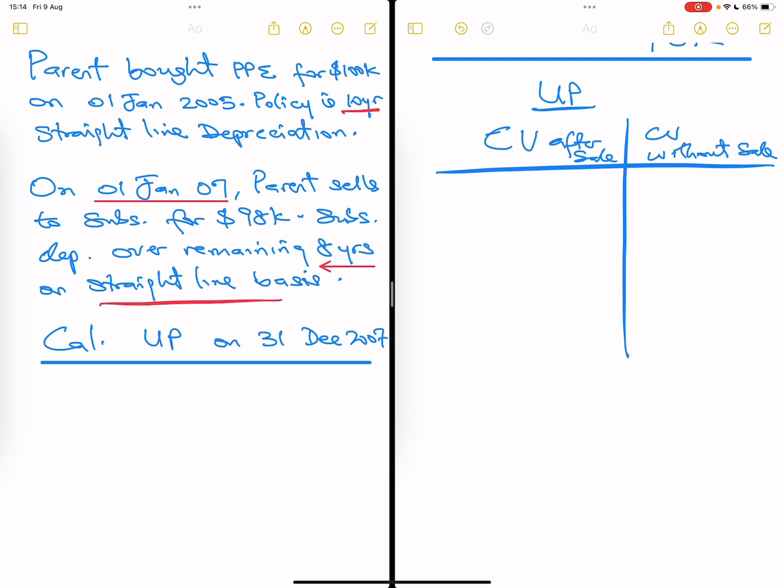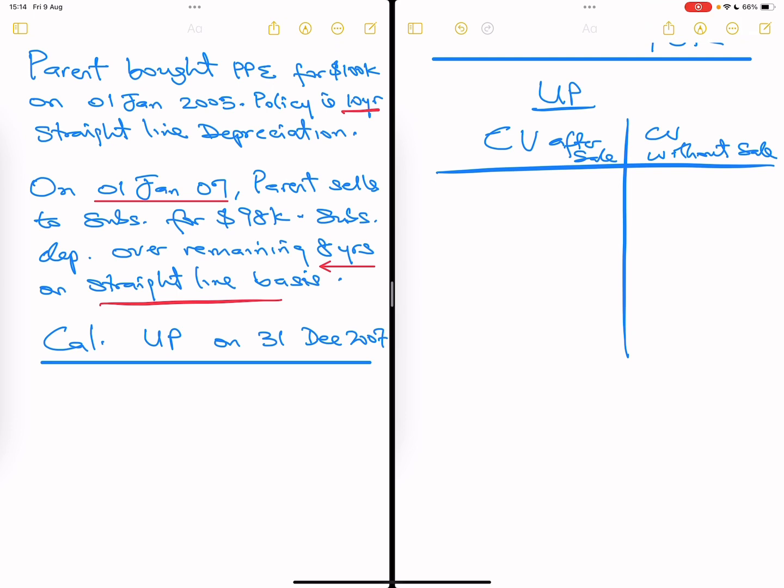But remember, what I ask you to do is to always calculate the current value after the sale at the reporting date and the current value without the sale at that same reporting date. The difference is your unrealized profit. So don't mix it up, don't get rattled and start wondering how to calculate unrealized profit for PPE. It is not any different from what I've told you. It's the same method and it will not change. Now let's work that out quickly.